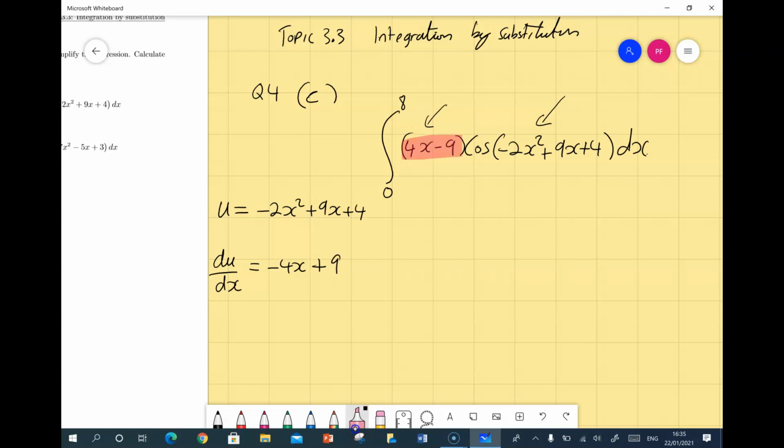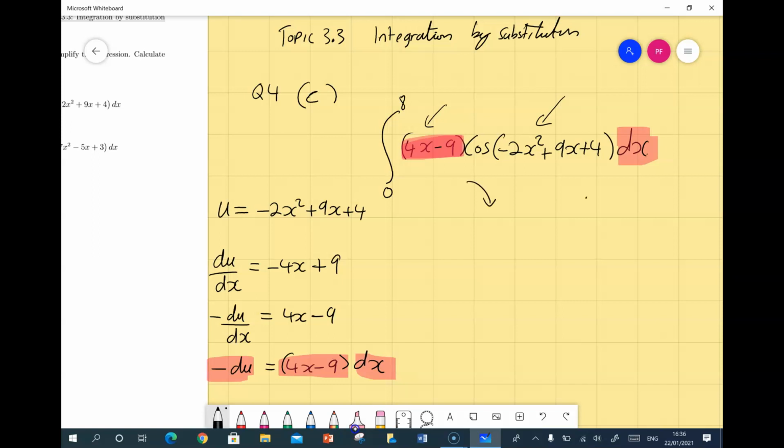What I want here is 4x minus 9, but I don't have that, so multiplying both sides by minus 1 will change all my signs. So minus du over dx equals 4x minus 9. And now I'll bring my dx over. Minus du equals 4x minus 9 times dx. Now let's just check. I've got my 4x minus 9 and my 4x minus 9, and my dx and my dx. So all that can be subbed out for minus du.